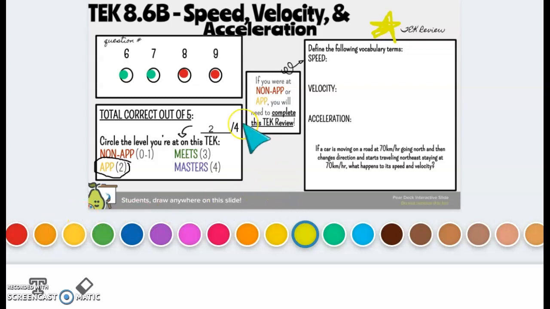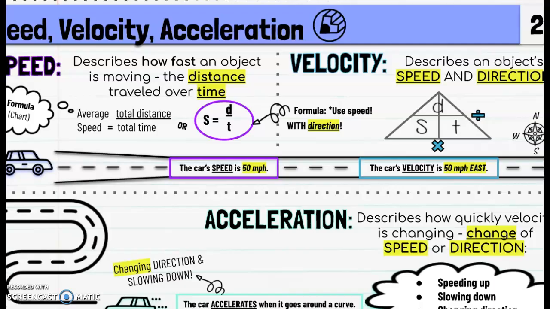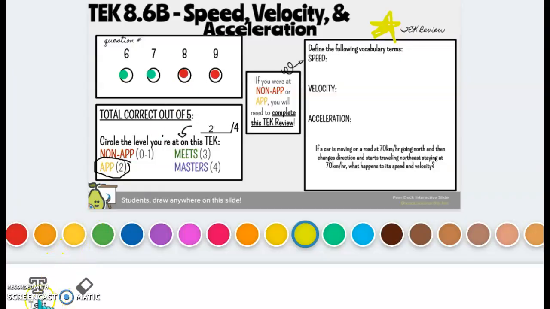Looking at the next TEK review on slide 5, it says to define the following vocabulary terms. So speed, velocity, and acceleration. Taking a look at our notes, speed, remember, gives us a distance and time. Velocity is speed and direction. And then acceleration is a change in speed or direction. So if something's speeding up, slowing down, or changing direction. So over here, we'll go ahead and add that in.